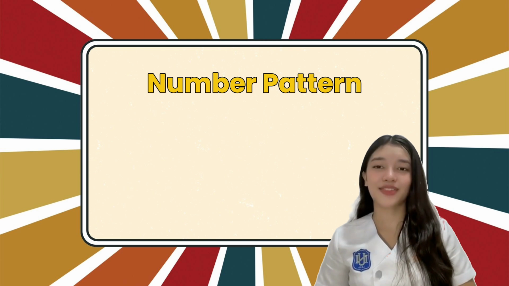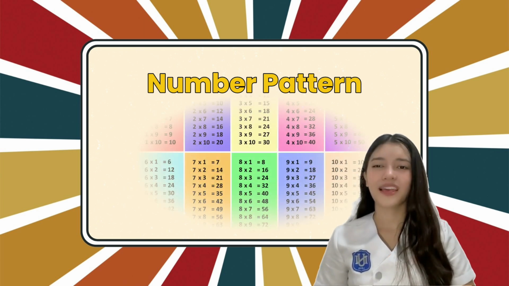First, we choose the number pattern. A number pattern is a set of numbers that follow a simple rule, making it easy to see how one number leads to the next number.